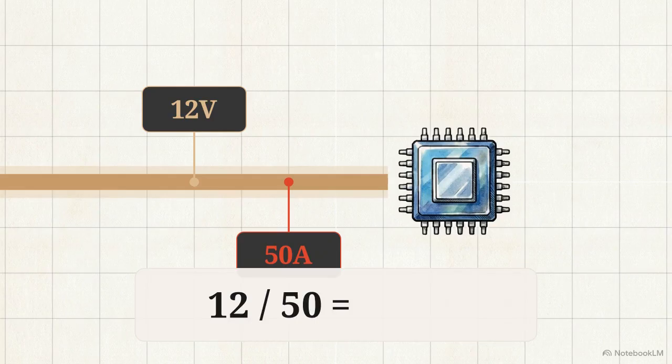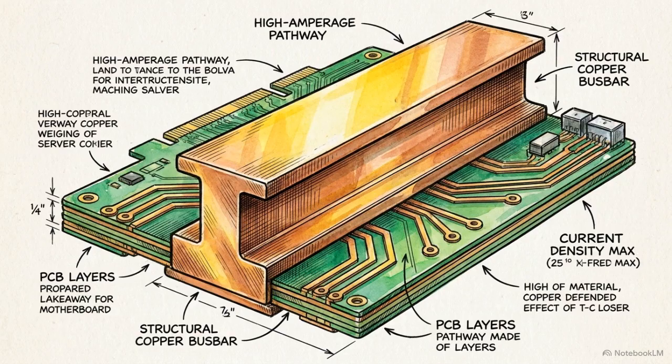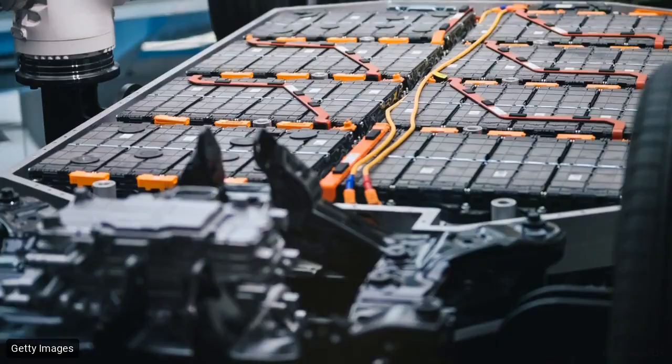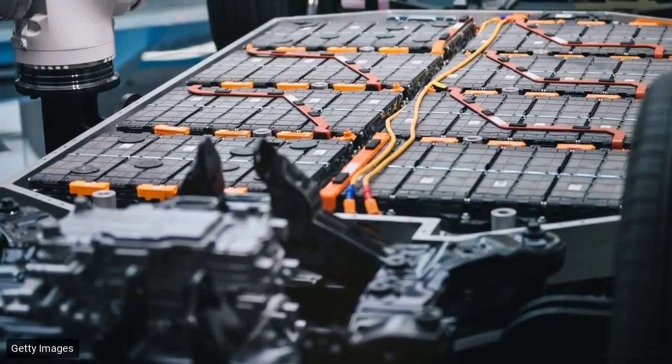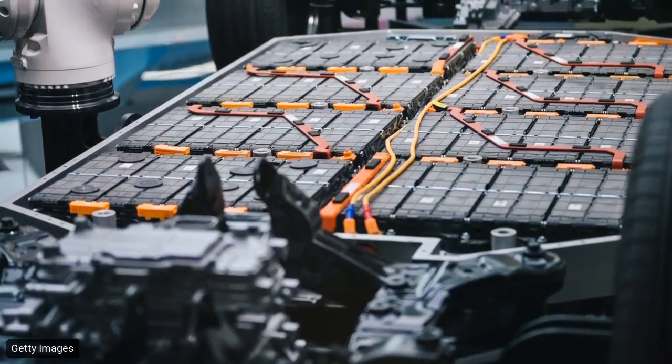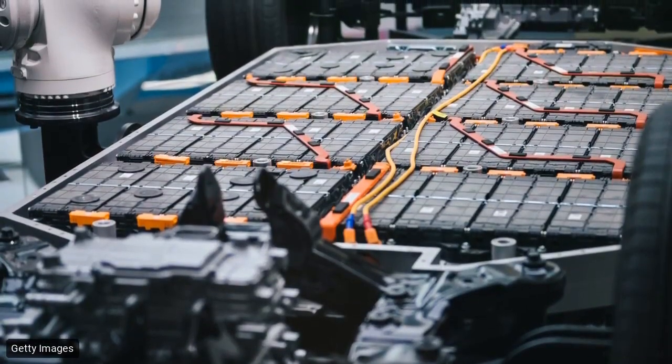If we divide 12 volts by 50 amps, we find the effective load resistance of the processor is just 0.24 ohms. To push that much current at standard computer voltages, the system's effective resistance has to sit dangerously close to 0. This physical reality is exactly why electric vehicles and industrial power systems require thick, heavy-duty wiring arrays. Without robust conductors, the infrastructure would simply melt.